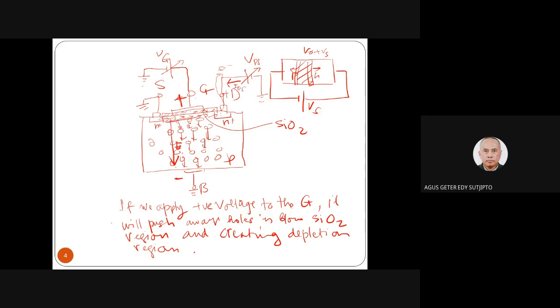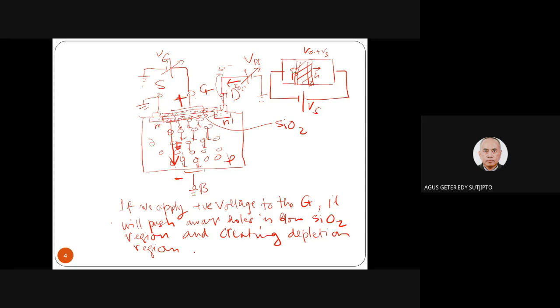Because of the creation of the depletion region, because of the application of the positive charge at the G, and then pushing the hole to the body, to the base, and then creation of depletion region. And then when we apply the positive voltage at the D to the S, where all of this is the heavily doped N, the source of the electron can move to this region, and then the electron can go to the positive terminal of the battery, and then they combine. Or in other words, we create electric current from D to S.